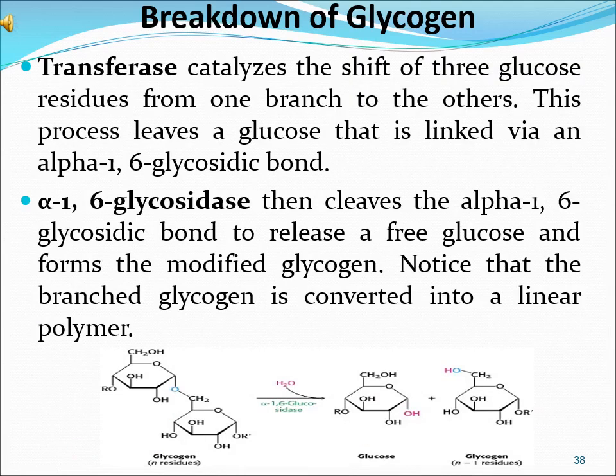Now continuing the breakdown of glycogen, 2 enzymes are used, transferase and alpha-1,6-glycosidase. Transferase catalyzes the shift of 3 glucose residues from one branch to the other. This process leaves a glucose that is linked via an alpha-1,6-glycosidic bond. Alpha-1,6-glycosidase then cleaves the alpha-1,6-glycosidic bond to release a free glucose and forms the modified glycogen. Notice that the branched glycogen is converted into a linear polymer.